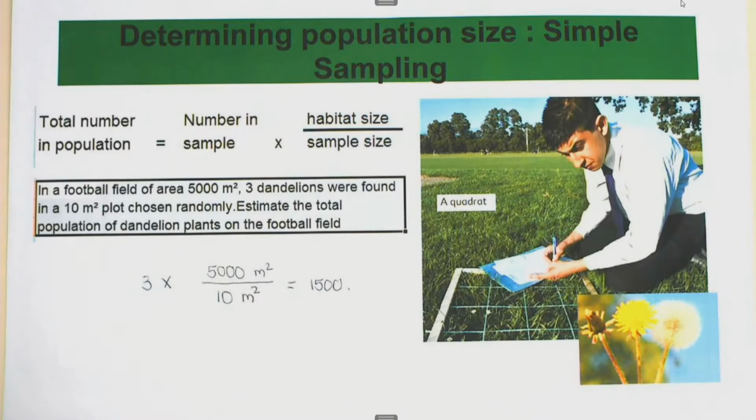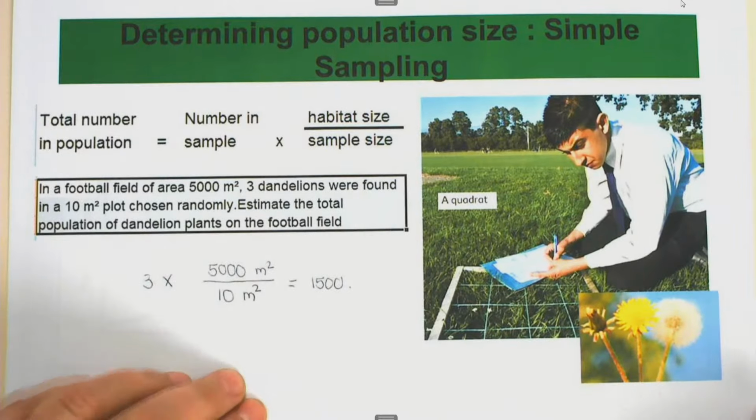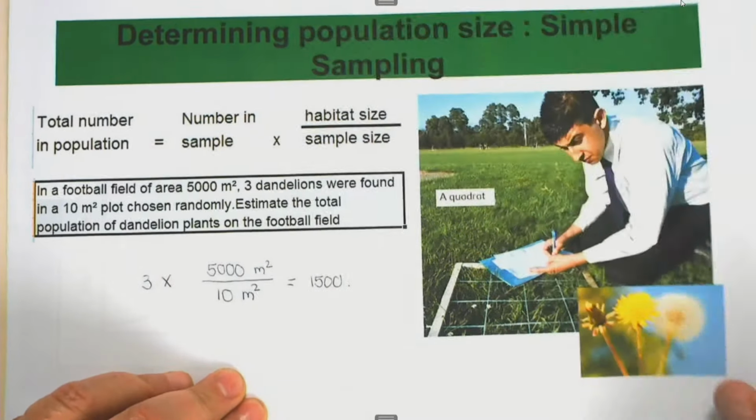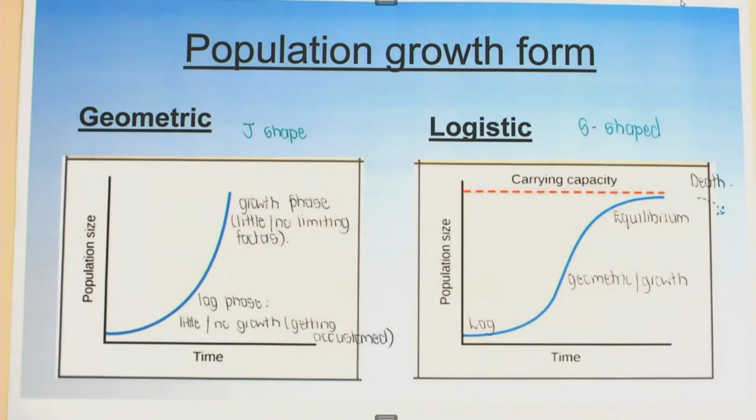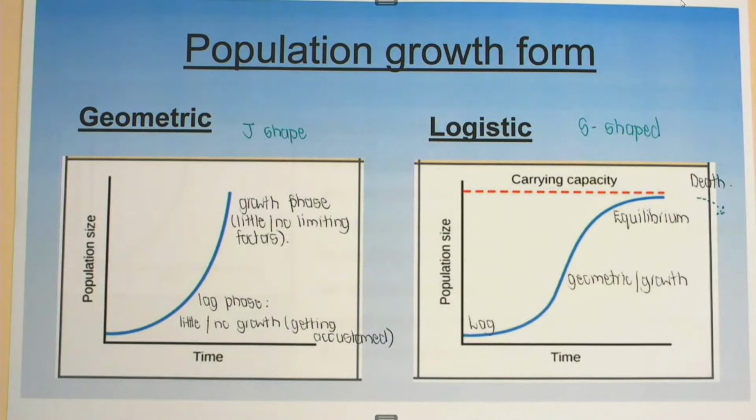It's easier to count something when they are in one place the whole time. So it just makes this easier. Mark recapture and simple sampling. All right, we're almost there, ladies and gents. Now we are estimating the numbers. Now we're looking at the growth of the population.